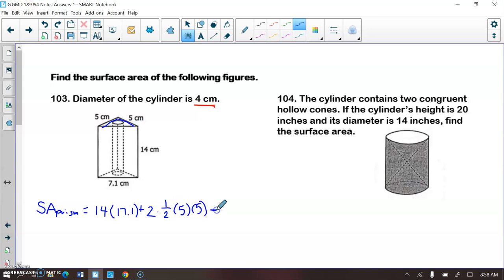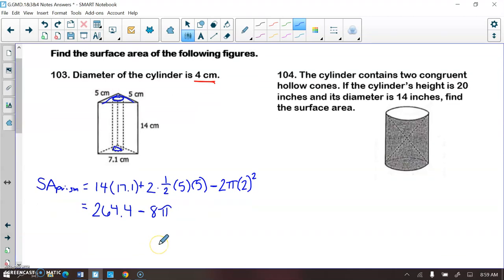And then I'm going to need to subtract the surface area of these two circles, because that's a hole running through, so I can't touch those physically. So I'm going to subtract 2 pi, and my diameter is 4, so my radius is 2 squared. So I wind up with 14 times 17.1 plus 2 times 1/2 times 5 times 5, which is 264.4. And then I'm going to subtract 2 squared is 4 times 2 is 8 pi.